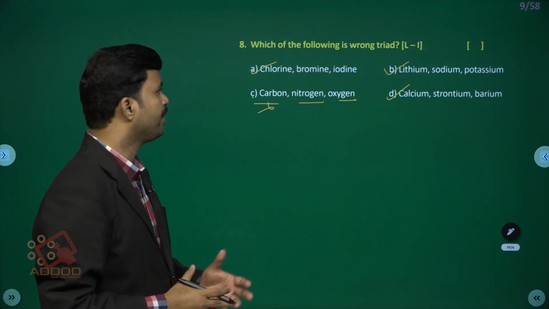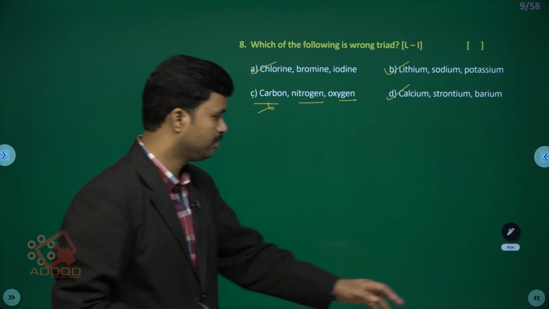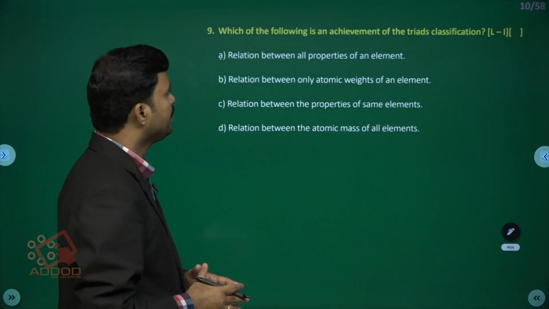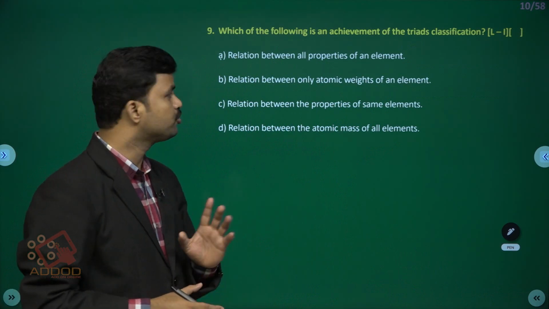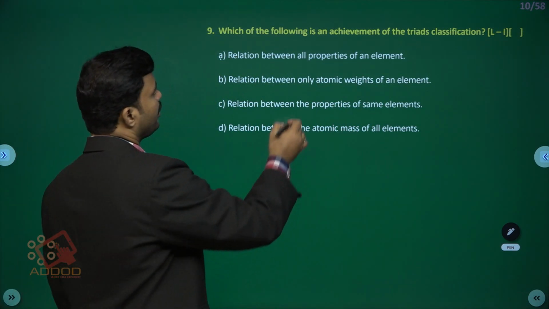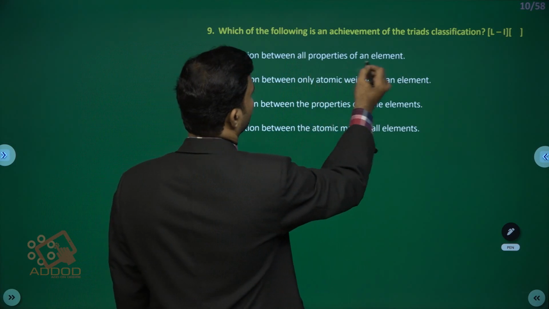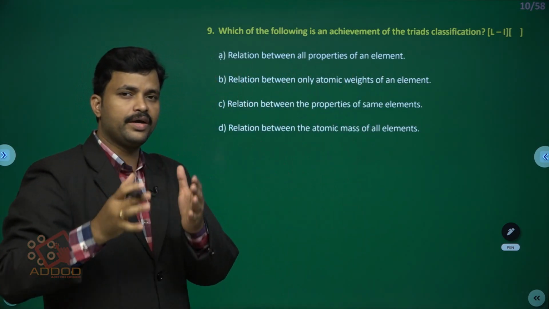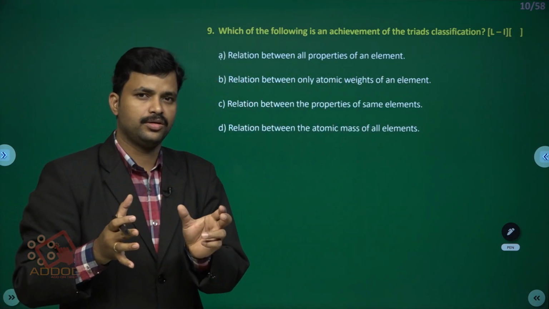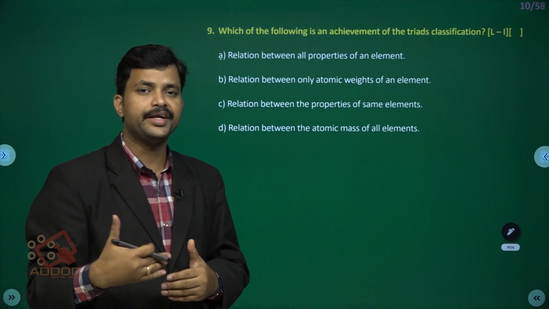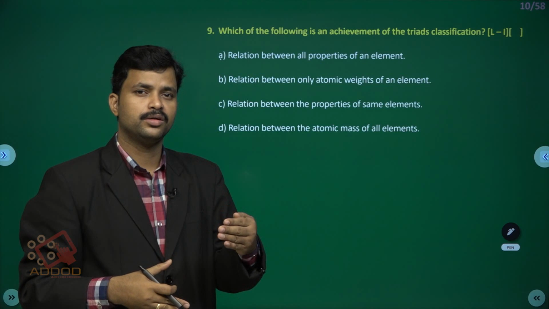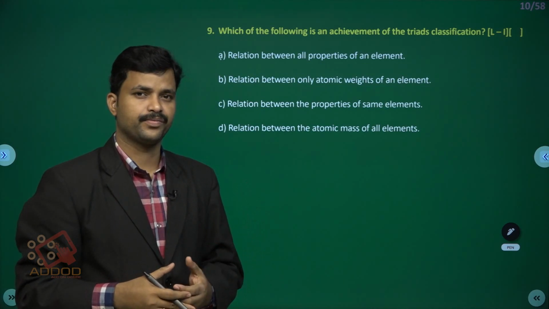They are different properties. Okay. Which of the following is an achievement of the triad classification? One achievement is the relation between all properties of the elements. Whatever set he has given, the properties are absolutely similar. A very good trend was identified in the successful triad systems.